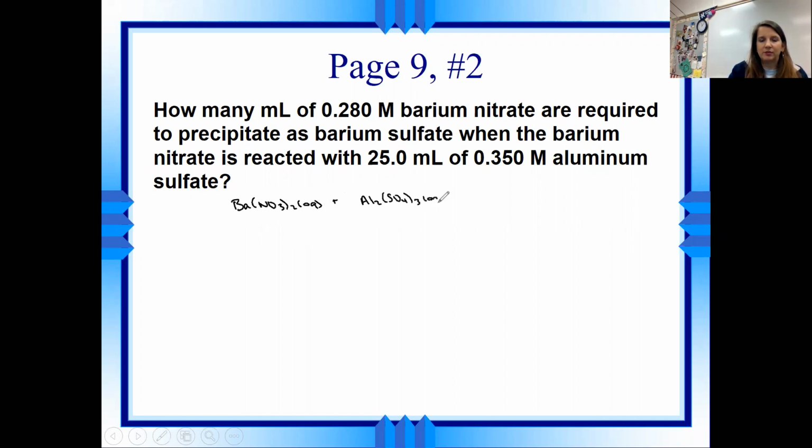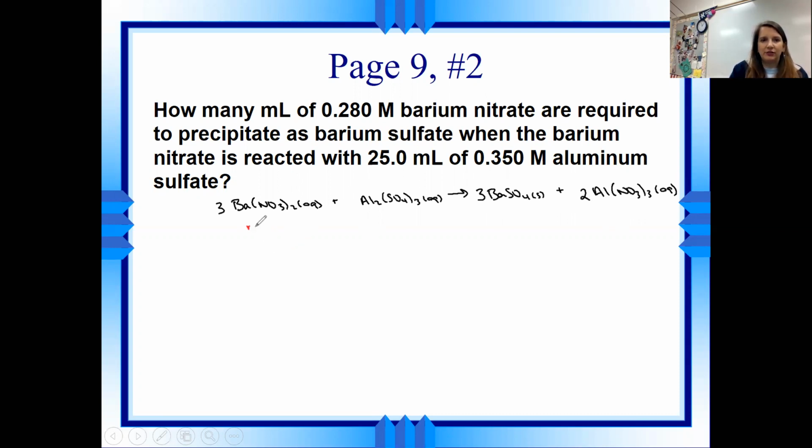So there's my aluminum sulfate. And I'm going to be making barium sulfate, it told me, which is a solid. And then aluminum nitrate, which is aqueous because all nitrates are aqueous. So I have to go ahead and balance this. I'll need a 3 here, which means I need a 3 here, and I'll need a 2 here. Okay, I'm going to keep track of everything that I have.